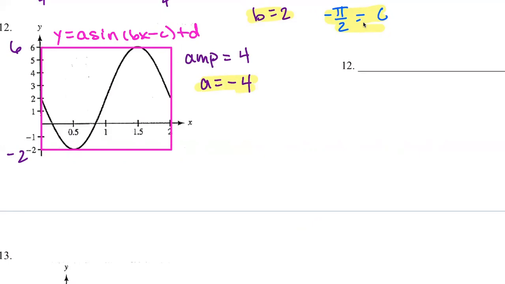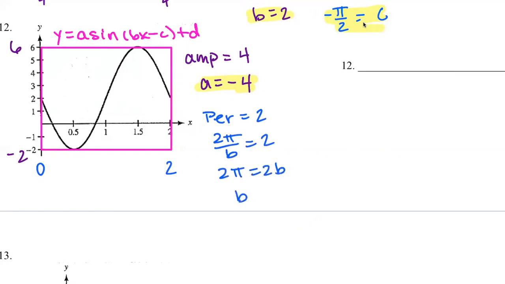Our b value is determined by the period. So it looks like our period stretches from 0 to 2. So the period is 2. And we know that 2 pi divided by b is how we calculate the period. So if we cross multiply and solve for b, our b value is pi.